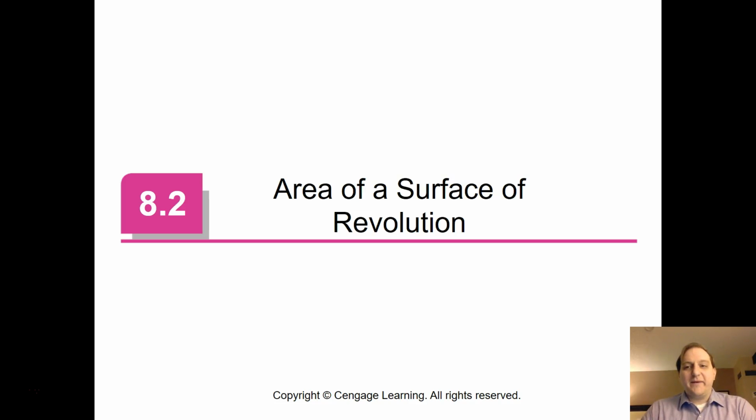I'm going to talk to you today about Chapter 8.2, which is how to find the area of a surface of revolution. So this is finding the surface area. We talked about solids of revolution, and we've talked about how to find the volume of a solid of revolution. But now we're going to talk about how to find the surface area of basically the analogous shape. So this is going to be related very much to arc length. You're going to see the arc length differential in the formulas, and it'll make sense as to why.